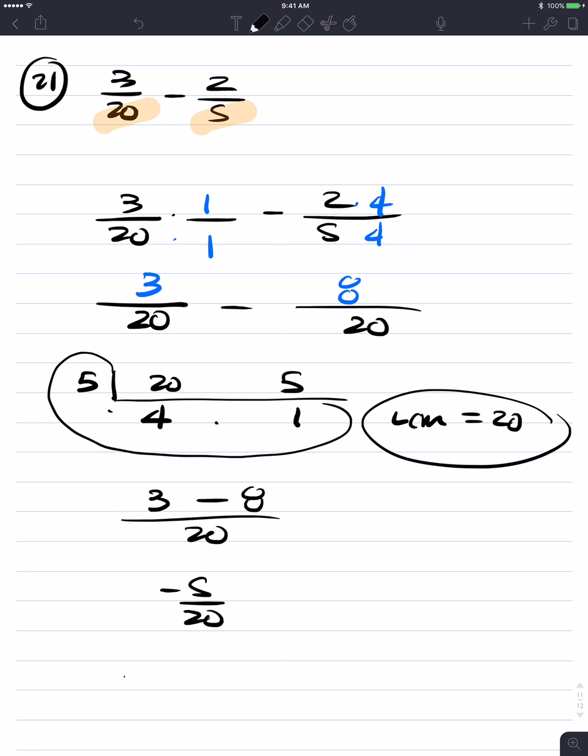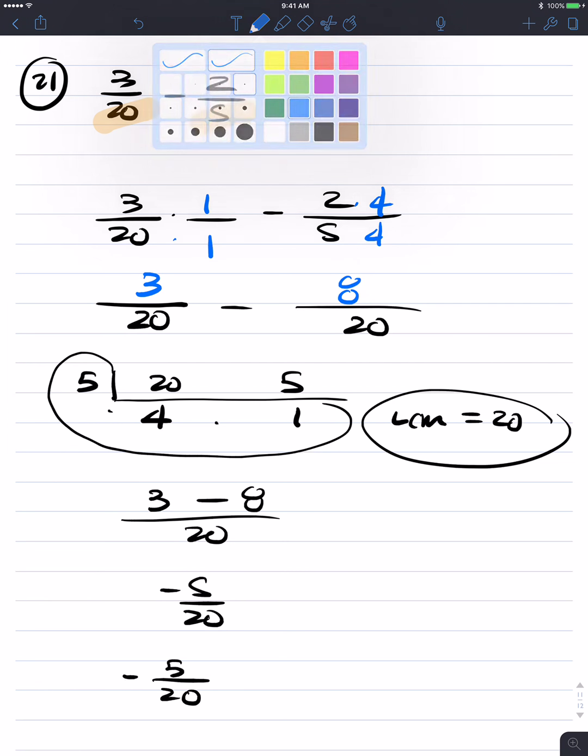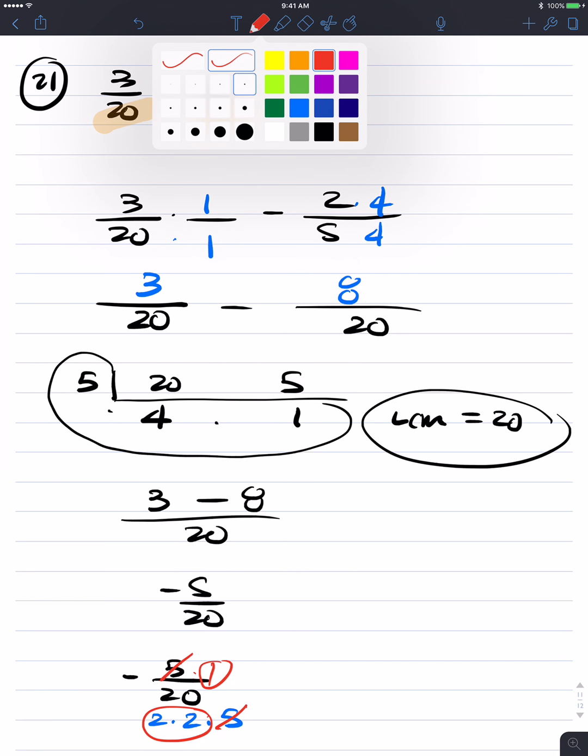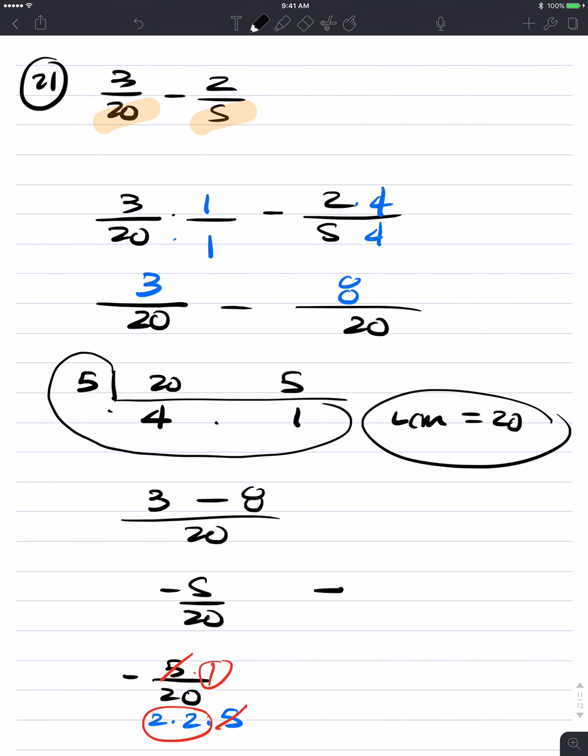I'm going to put my negative sign at the same level as my division sign, and I'm going to simplify. 5 can't be broken down. 20 can be. It could be written as 2 times 2 times 5. We're now going to cancel one of the 5's. 2's are left, a 1 is left on top. Your final answer is going to be negative 1 over 4. You're done.